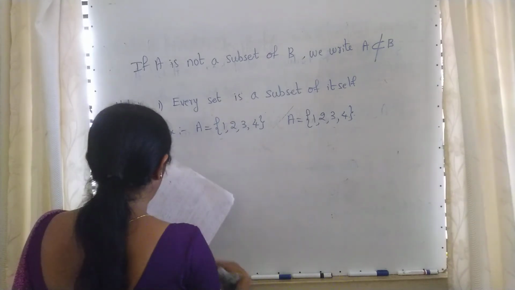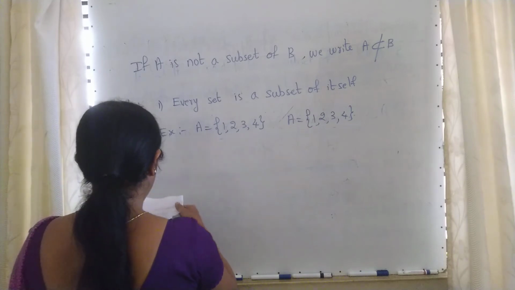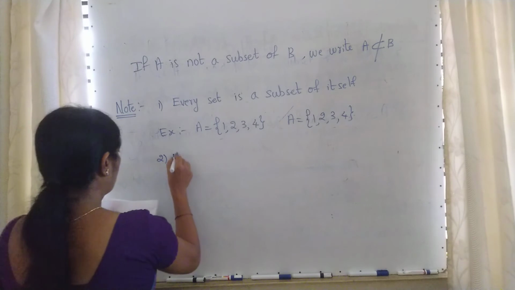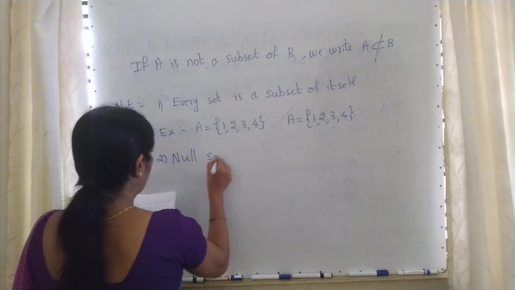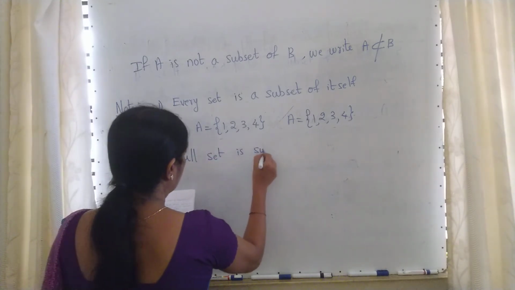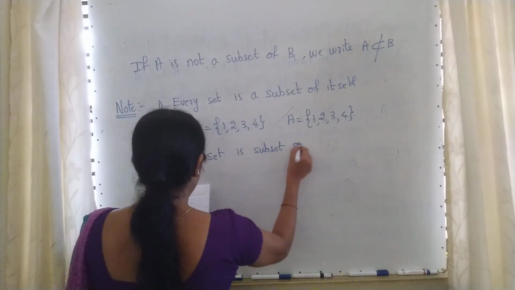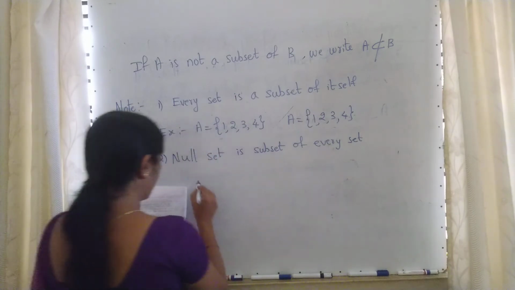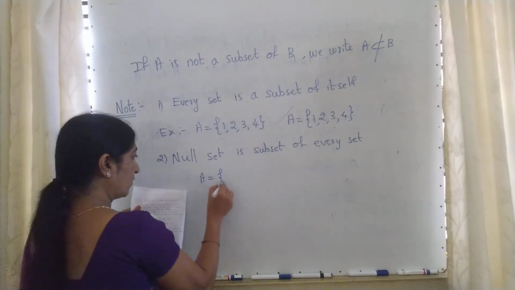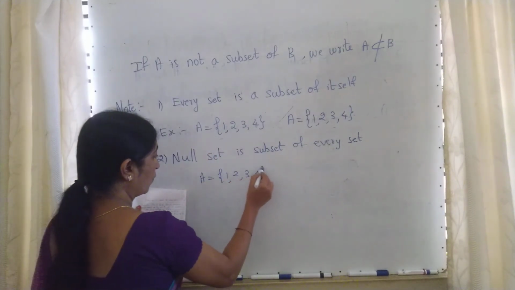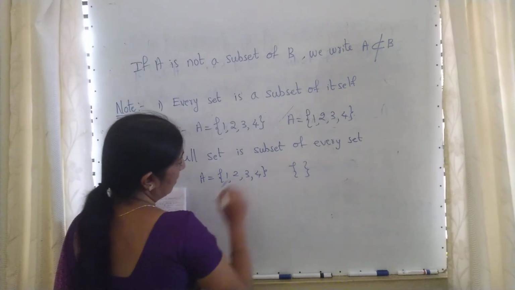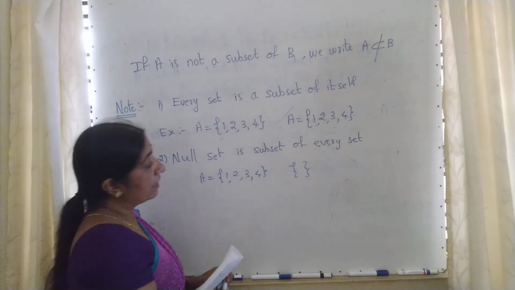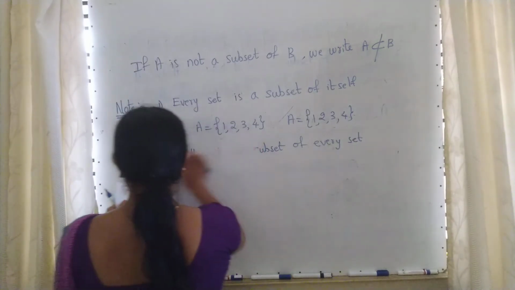Null set is a subset of every set. It is also very important. Null set is a subset of every set, because see the same example I am giving, 1, 2, 3, 4. Null set means there is no element, so with no element we can compare. So every null set is a subset of every set.